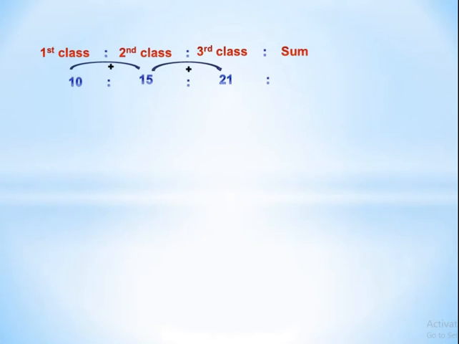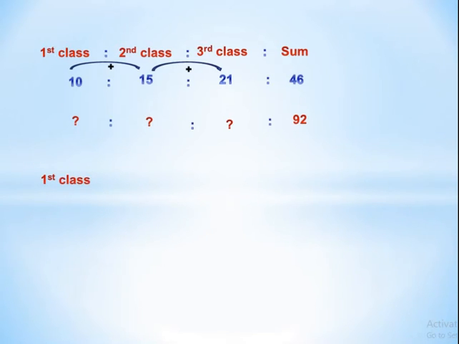Then we are going to write this ratio again: first to second to third. We write the sum. Why the sum? Because the total number of all learners is 92. So we write 10 plus 15 plus 21. We must add the ratio first: 10 plus 15 is 25, 25 plus 21 equals 46. And the real sum is 92.